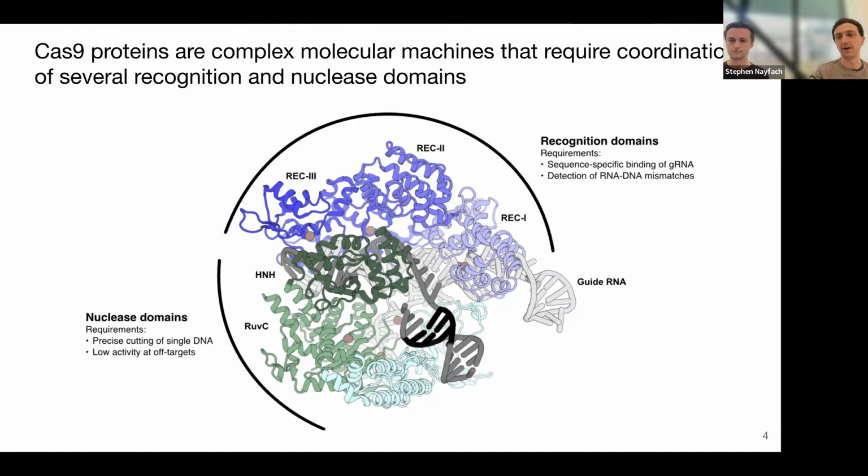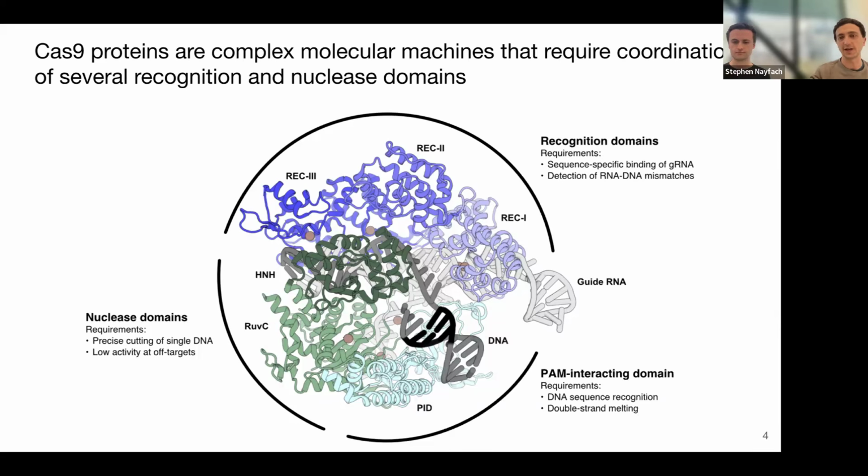and detection of RNA-DNA mismatches, as well as a PAM interacting domain, which is required for the initial step of DNA sequence recognition and double-strand DNA melting. And the function of Cas9 really requires coordination of all these different functions and all these different domains in order to be utilized effectively. And protein language models offer the possibility of designing these Cas9 proteins from scratch.